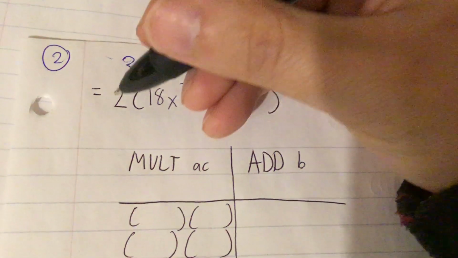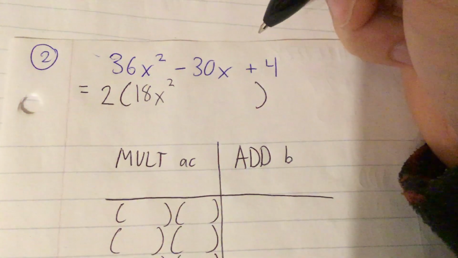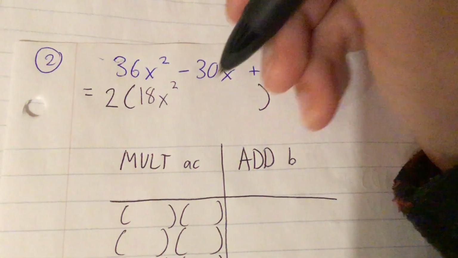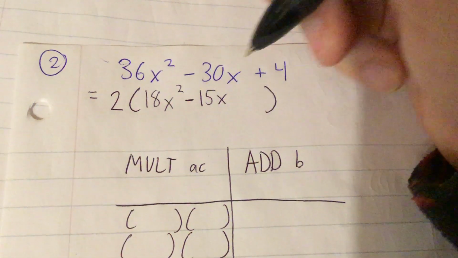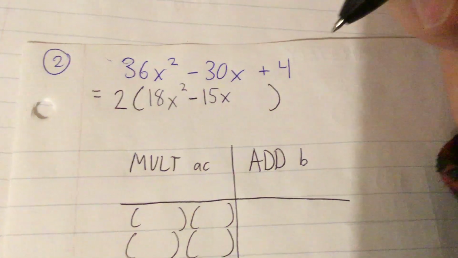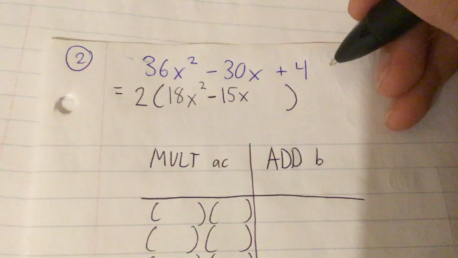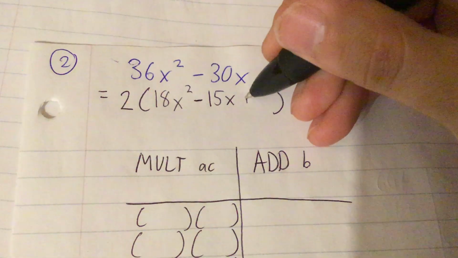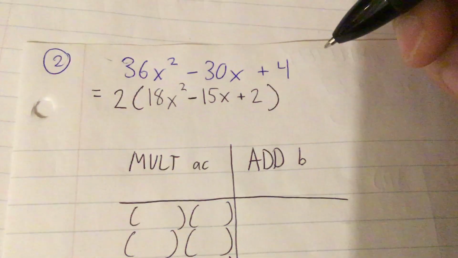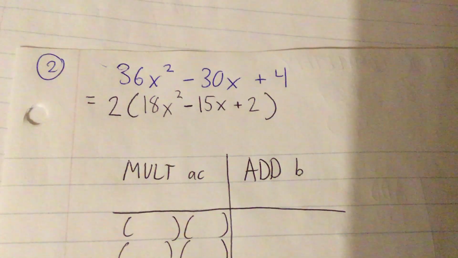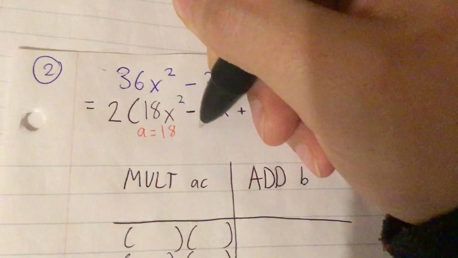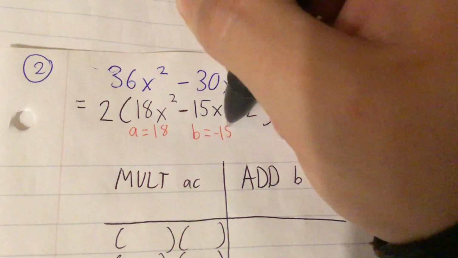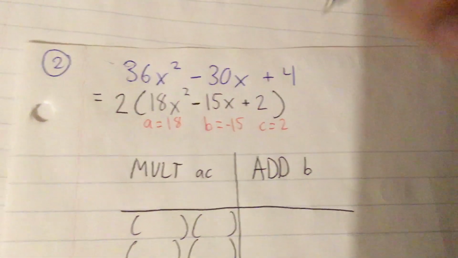18x squared. 2 times what is negative 30x? Negative 15x. 2 times what is positive 4? Positive 2. Now my ABC seems a little bit easier to deal with. A is 18, B is negative 15, and C is positive 2.